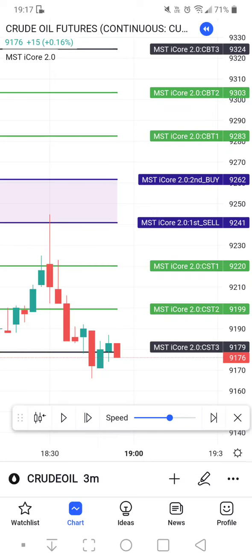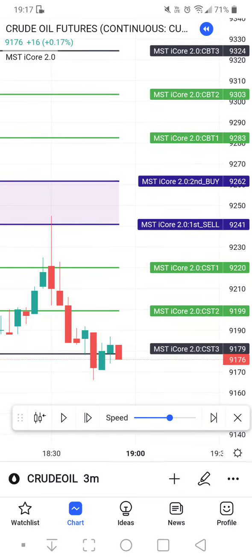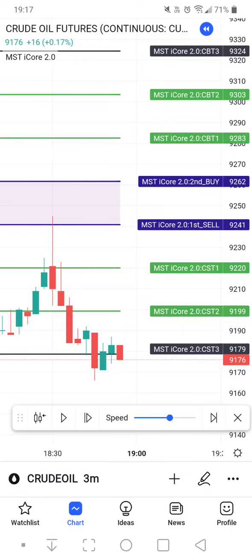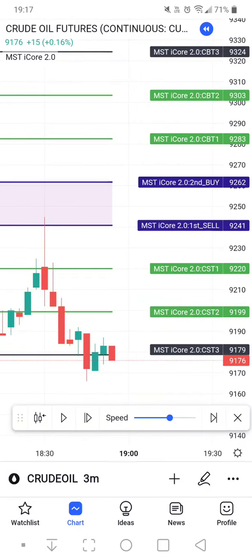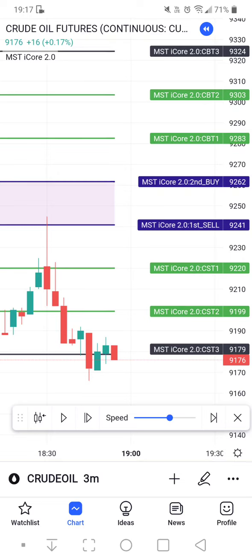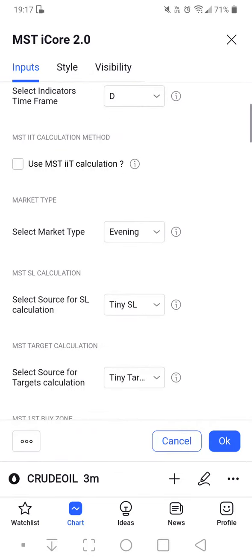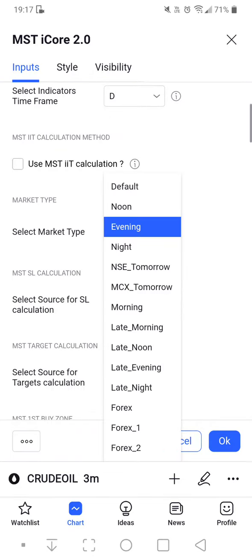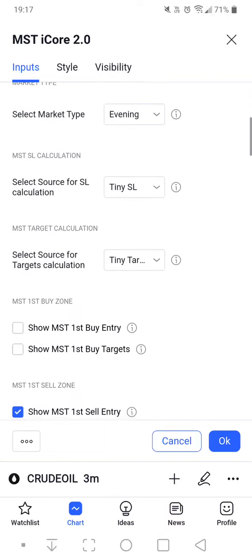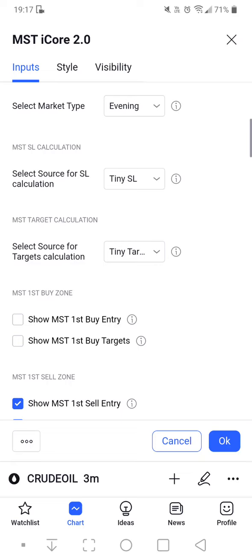If you want to trade once, book the profit and exit from the market. If you are a trader who can trade only in the evening after 5 o'clock, then you can use the evening market also. This is very simple. The same scenario will be applicable for all the markets like equity, commodity, forex, market type, everything. We have given various options here that you can go through. See here: default, noon, evening, night, NSE tomorrow, MCX tomorrow, all those types we have given. Whichever you want, you can trade according to your risk appetite.